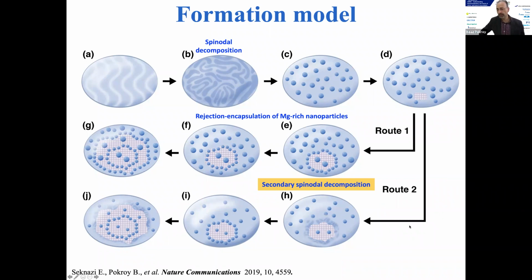A second route that can be working in parallel or instead of this other one is that as you start growing the crystal, we saw that magnesium is not really soluble in calcite. So you have some pushing out of the magnesium from the crystal. And then when the concentration gets high enough, you have secondary spinodal decomposition and so on and so forth. And this is how you get maybe the finer layers I showed you in the TEM.